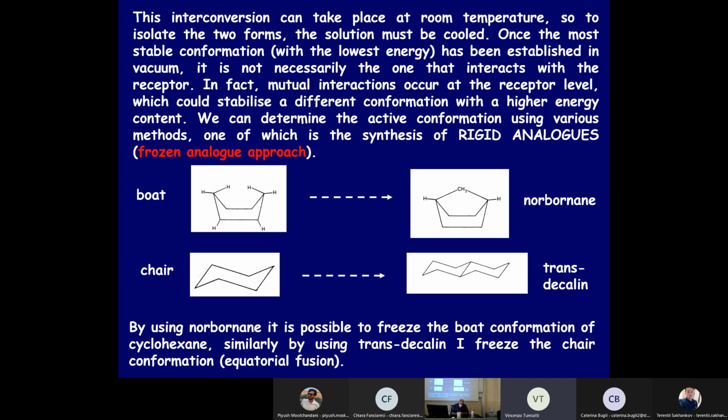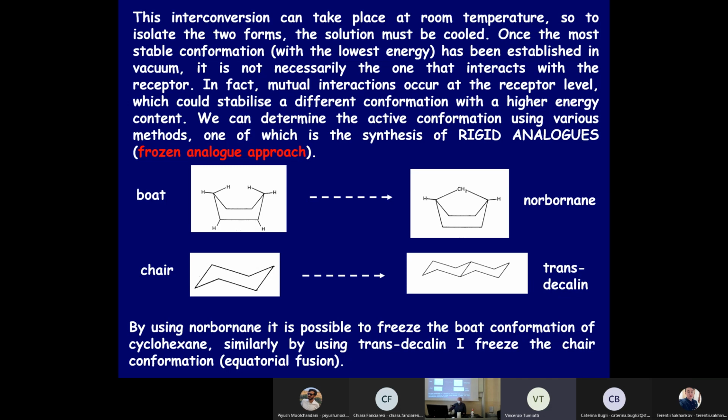There is a particular strategy called the frozen analog approach. It's not a low temperature. The frozen analog approach is not about a refrigerator, but we can block the conformation, for example, by using this strange cycle called norbornane. Otherwise, we can stabilize the chair conformation using transdecalin, you see.